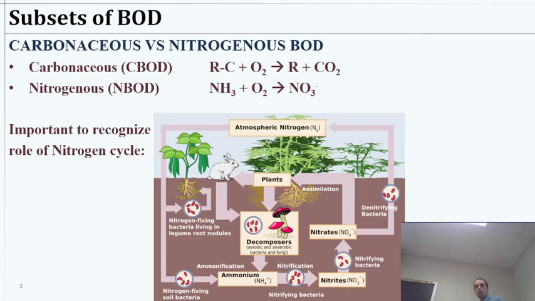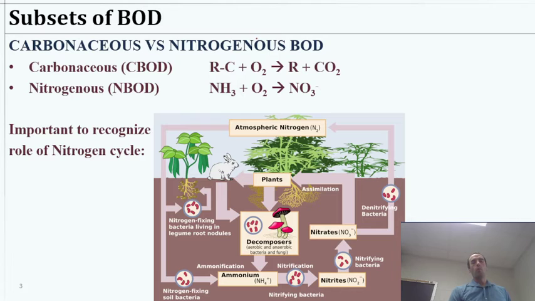Okay, there's what we might call a subset of biological oxygen demand. Speaking about these, about nitrate and stuff, we can say we have carbonaceous BOD versus nitrogenous, right? So generated from the carbon consumption or generated from nitrogen consumption.